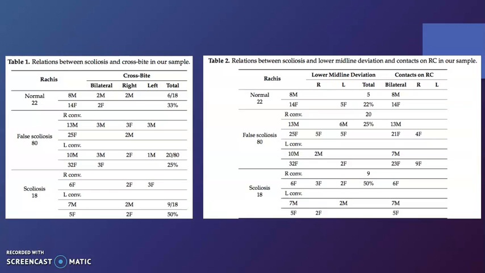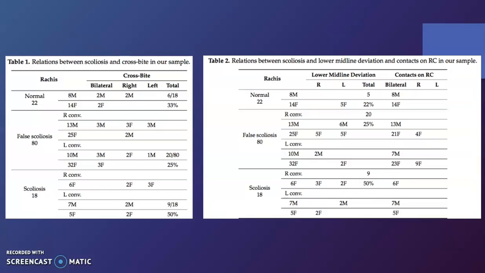So these charts show the percentages of posterior crossbites recorded in subjects with structured scoliosis, so 50% of them, compared to subjects with false scoliosis, 25%, and healthy patients, so 33%. The deviation of the lower midline in maximum intercuspation is more frequent in subjects with scoliosis. And the rachis is the vertebral column or the cord in which it develops, so basically the spine, and measuring the curvature.